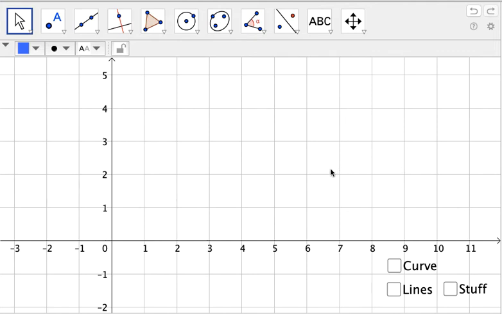Okay, we're going to take a look at the creation of a parabola, which is the graph of a quadratic. And it's a familiar shape to you. It's either in the shape of a U or an upside down U. But we're going to look at how it's actually generated.